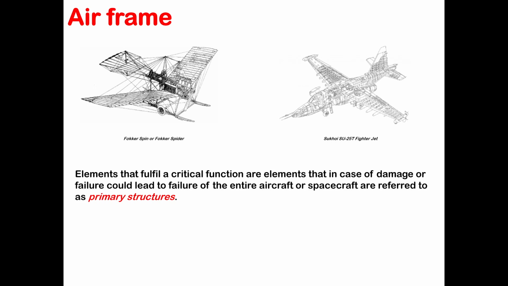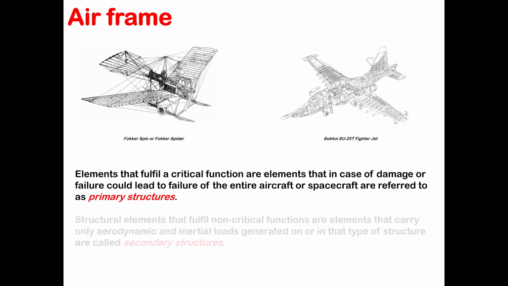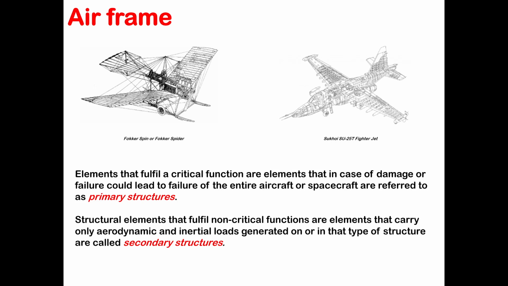So again, aircraft frames can be divided into two different categories. First one, primary structures. Primary structures are the elements that fulfill a critical function that in case of damage or failure could lead to a failure of the entire aircraft or a spacecraft. And secondary structures are structural elements that fulfill non-critical functions, and they can carry only aerodynamic and inertial loads generated on or in the secondary type of structures.